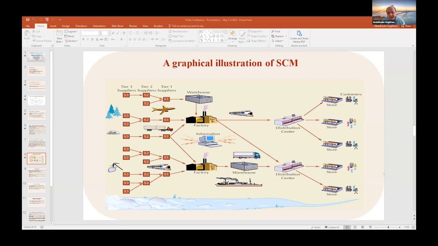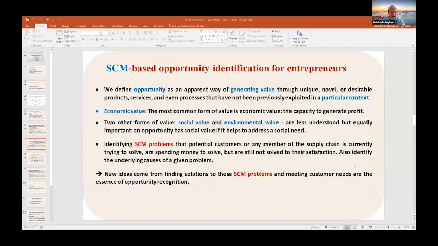So what we're saying here is that entrepreneurs looking for ideas can analyze the supply chain and look for where the most important problems, the most profitable problems are, and those problems are where the focus should be and where entrepreneurs could be trying to develop solutions and ideas to solve those problems. And that's what we mean here.